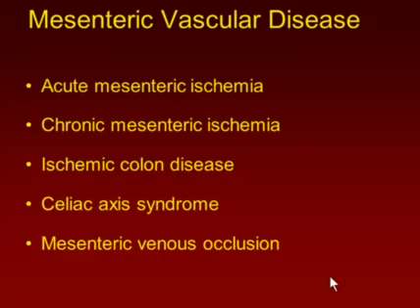So the mesenteric vascular diseases that are usually present, we're not going to talk much about acute mesenteric ischemia because there's very little role for the vascular laboratory or Doppler in the diagnosis of this disease. We'll talk more about chronic mesenteric ischemia. We may see ischemic colon disease, celiac axis syndrome, or mesenteric venous occlusion.